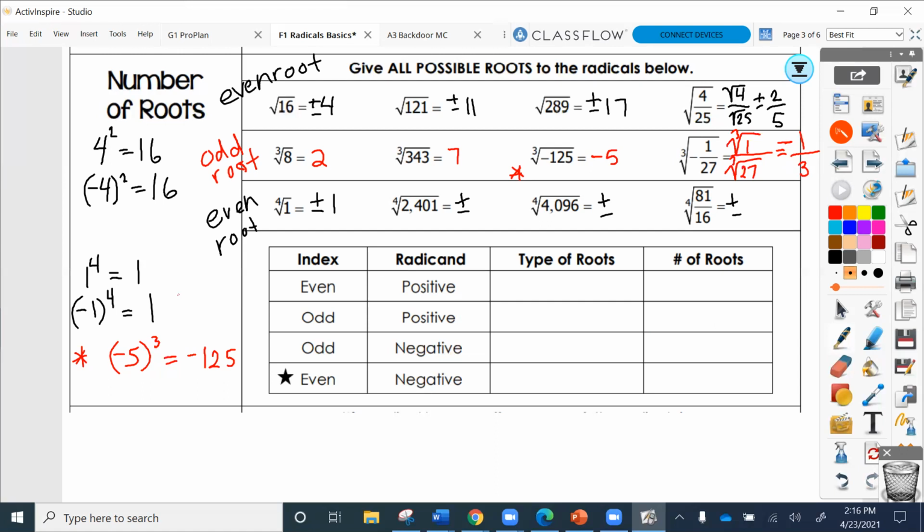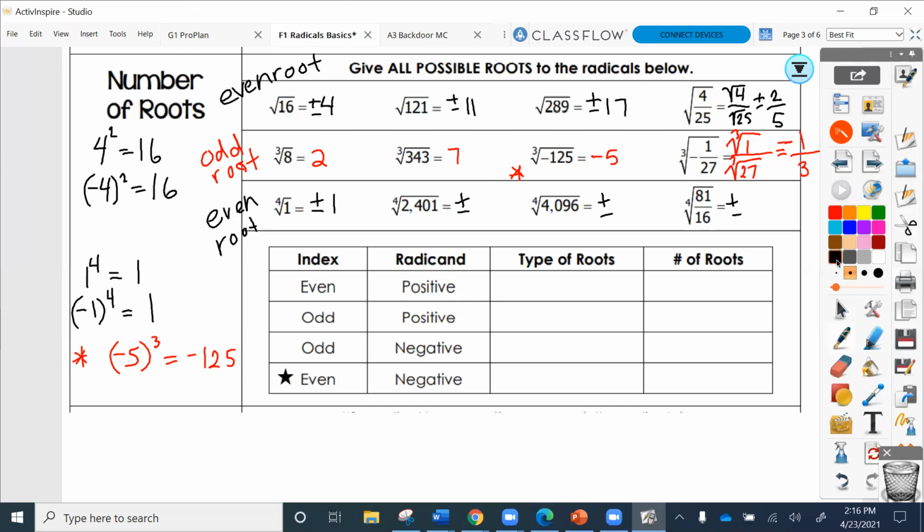Now, what I'll do with this lesson is post what 2 squared, 4 squared, 5 squared, you know, all of that is for square roots, cube roots, and fourth roots. All right, so the fourth root of 1 is just going to be 1.